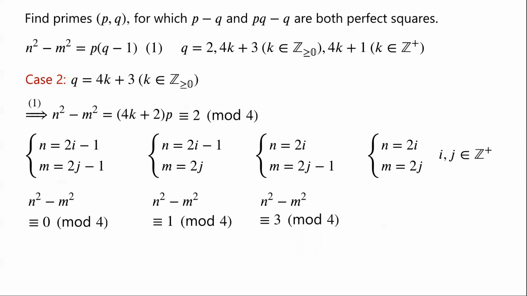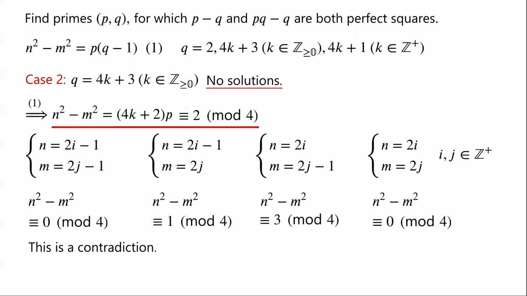For n equals 2i and m equals 2j, n squared minus m squared equals 4i squared minus 4j squared, which is congruent to 0 modulo 4. We have shown that n squared minus m squared is congruent to either 0, 1, or 3 modulo 4. However, if q equals 4k plus 3, then, as we have shown, n squared minus m squared is congruent to 2 modulo 4. This is a contradiction. Therefore, there are no solutions when q equals 4k plus 3.